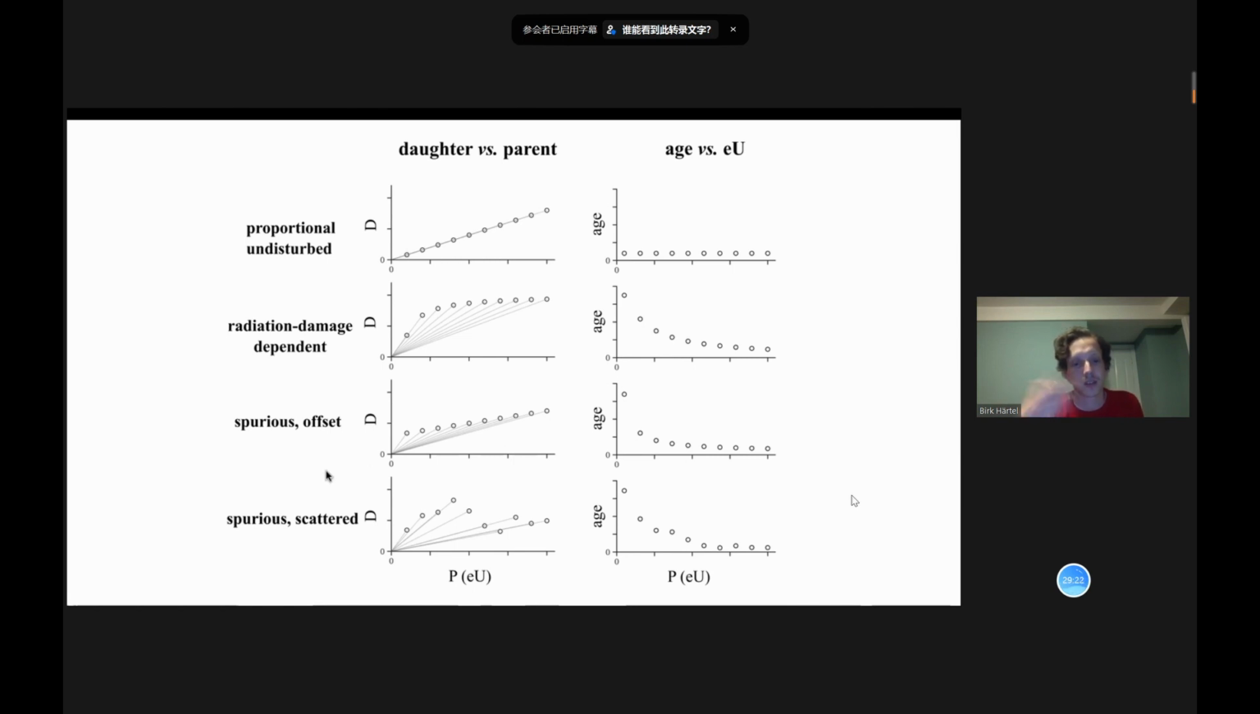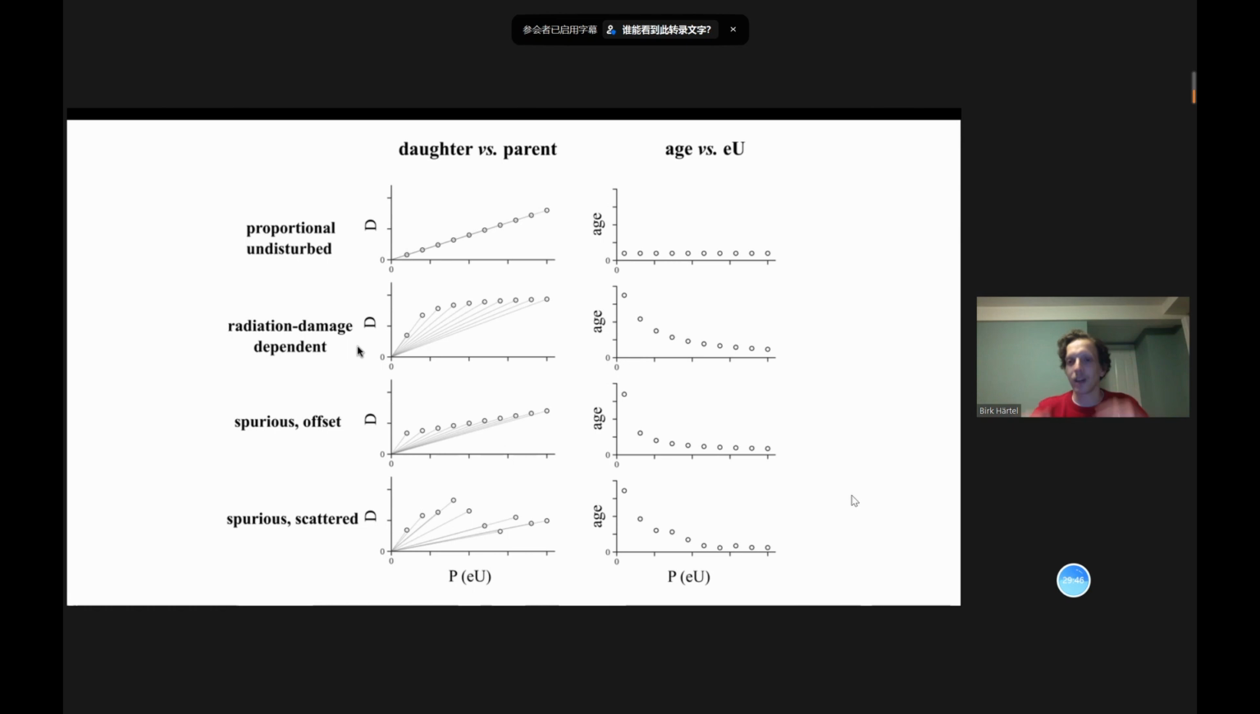Then there's a second case where we do not have any systematic trend in our data. So we have some chaotic scattering between daughters and parents. And interestingly enough, we also get a negative age-EU association, which also looks pretty much the same as the one from the radiation damage dependent case.